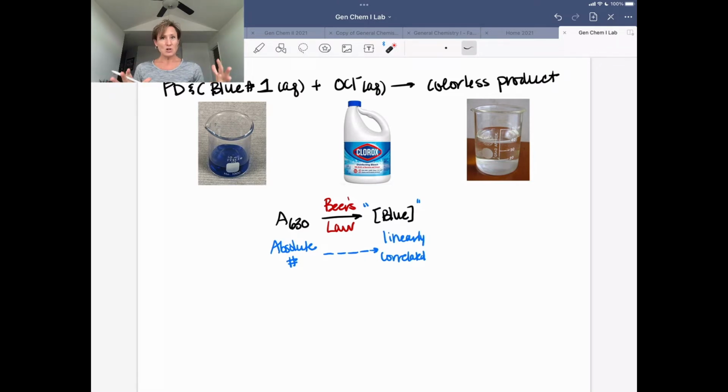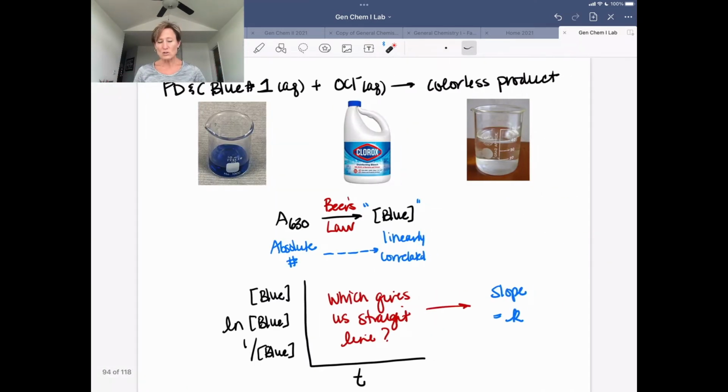So Beer's law, remember, Beer's law is what allows us to directly correlate the absorbance of a species with its concentration. What we can do is take that absolute number we get when we measure absorbance, and use that as a direct correlate for what the concentration of blue dye is. So we're going to use the information we get directly from the spectrophotometer, which is measuring the absorbance at 630 nanometers, and we're going to essentially plot that as the concentration of our blue dye, because Beer's law tells us that these are linearly correlated.